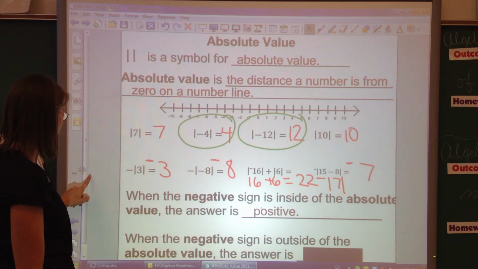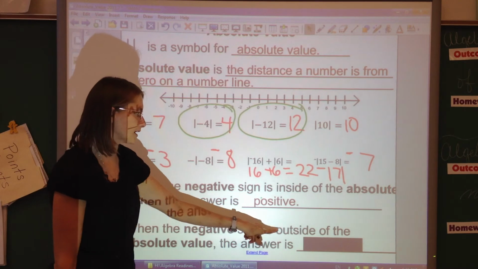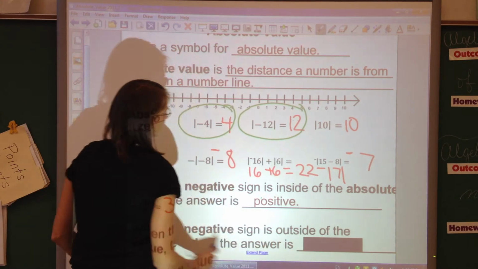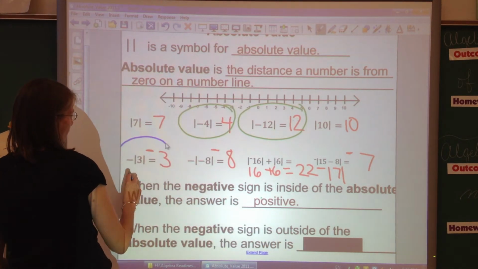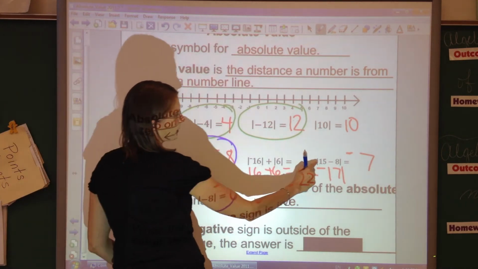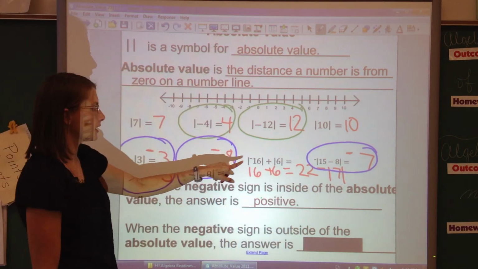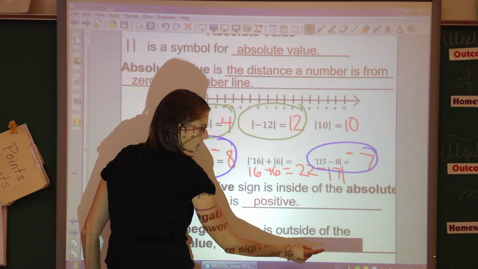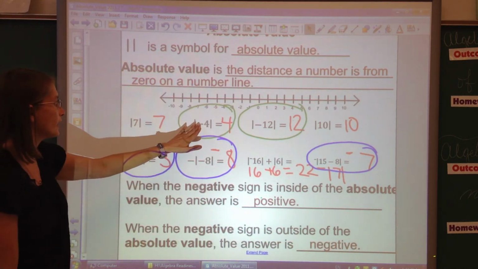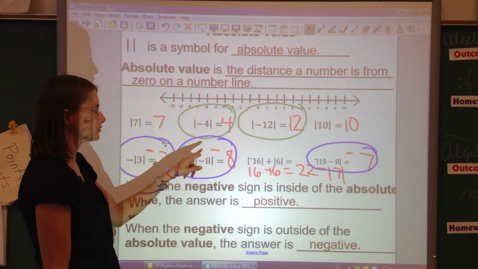Now the next question says, when the negative sign is outside of the absolute value, the answer is, so let's see, which ones have it outside? This one had it outside. This one has it outside. And this one has it outside. And look at each of those answers. The answer is, you guessed it again, you guys are so smart, it's negative. So that's the difference. If the negative's on the inside, the answer's positive. If the negative's on the outside, your answer's going to be negative.